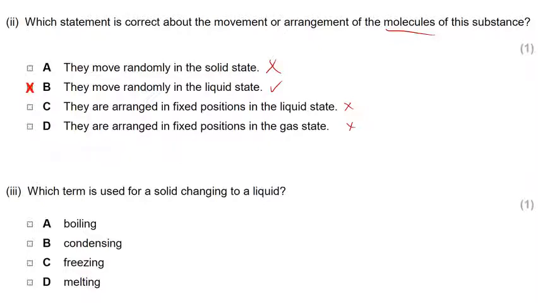Which term is used for a solid changing to a liquid? That is melting.